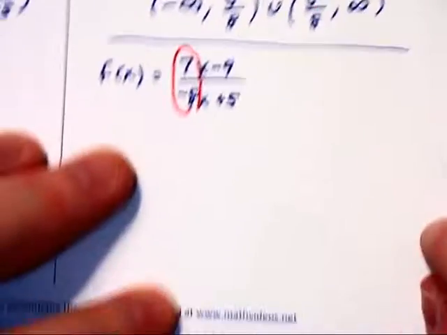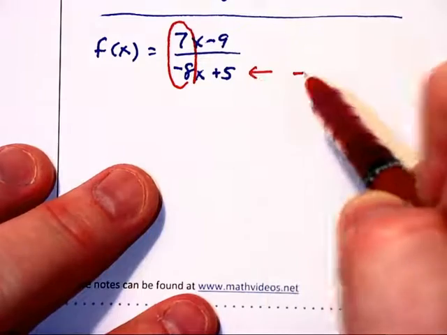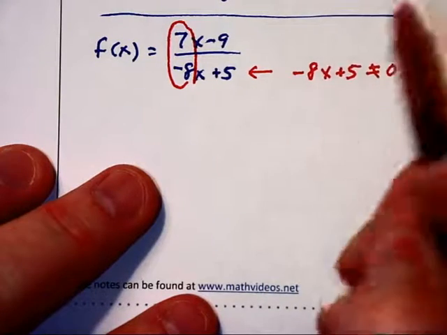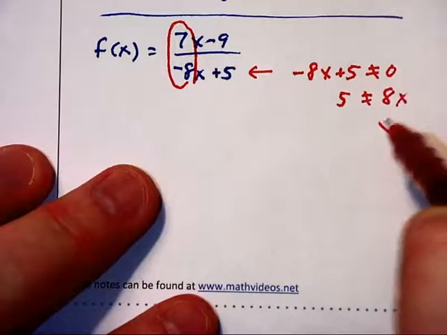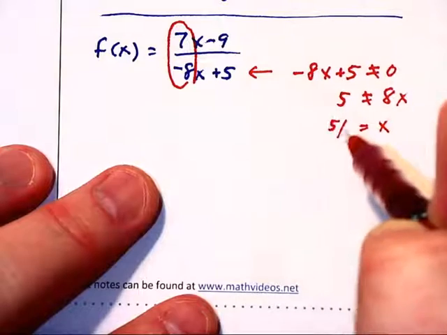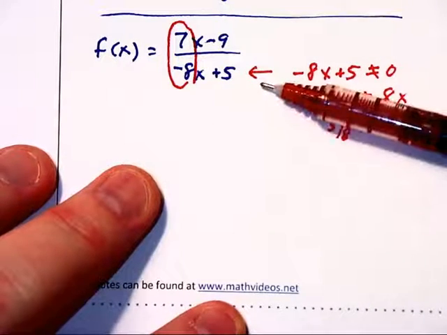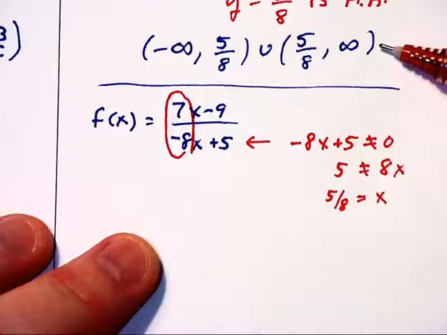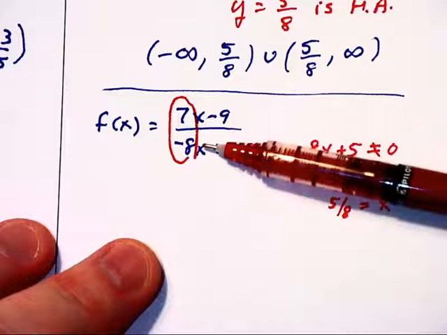If you look at the denominator here, and you say, okay, negative 8x plus 5 cannot equal 0. That means 5 cannot equal 8x, and x cannot equal 5/8. And so the domain of f matches the range of f inverse, and the domain of f inverse matched the range of f itself.